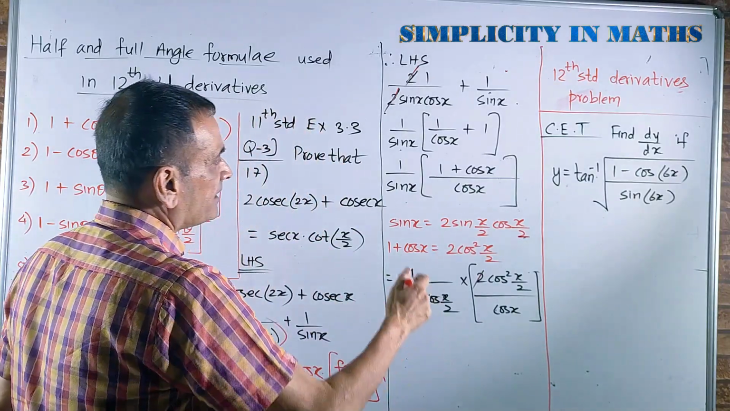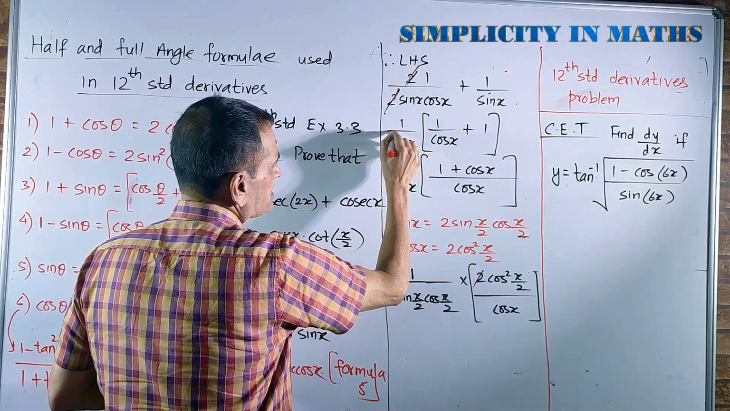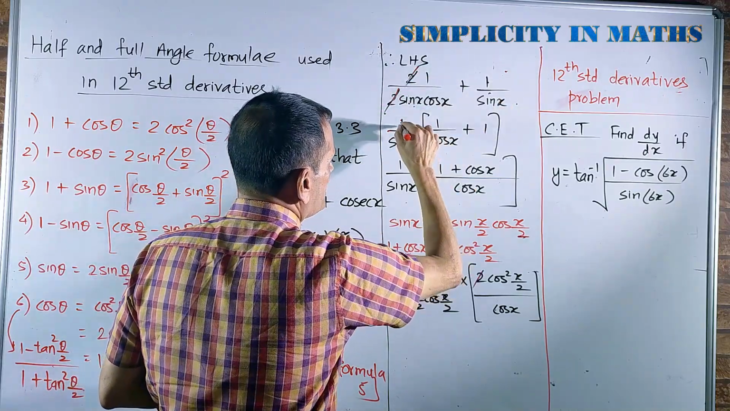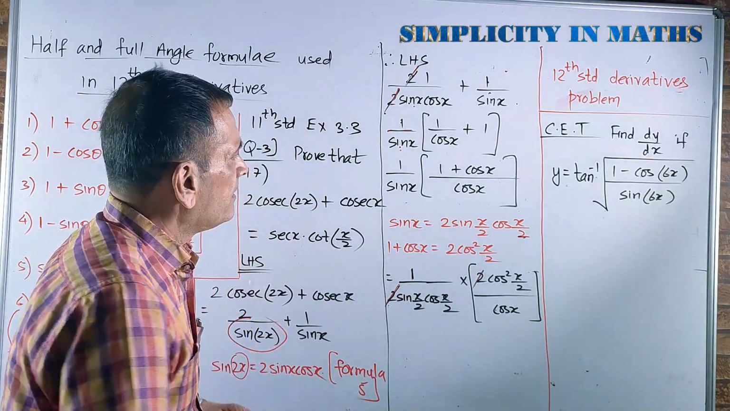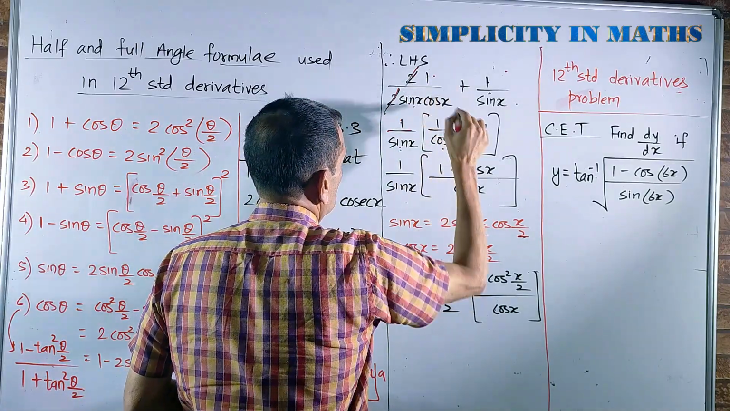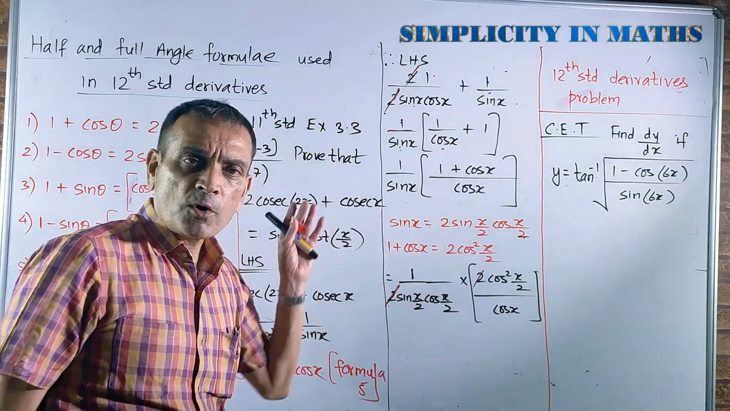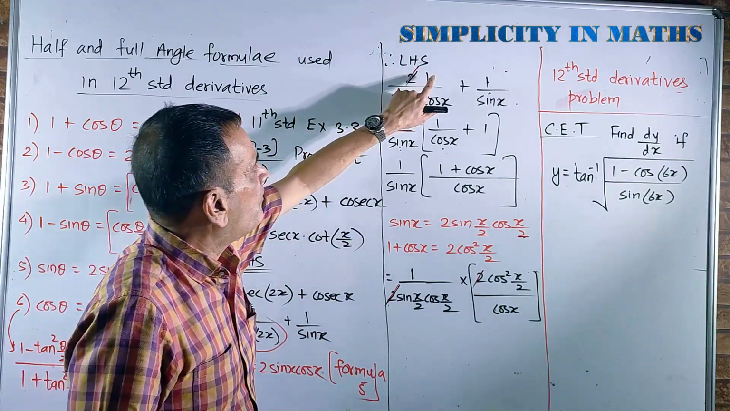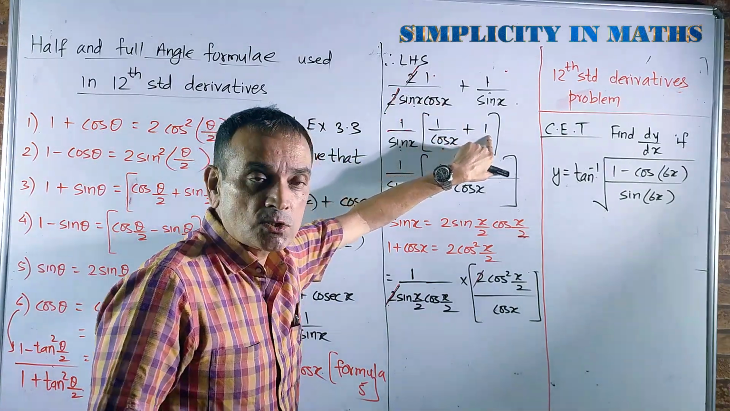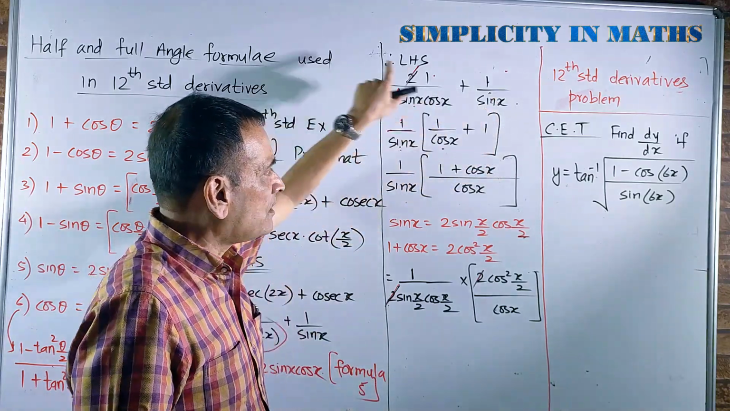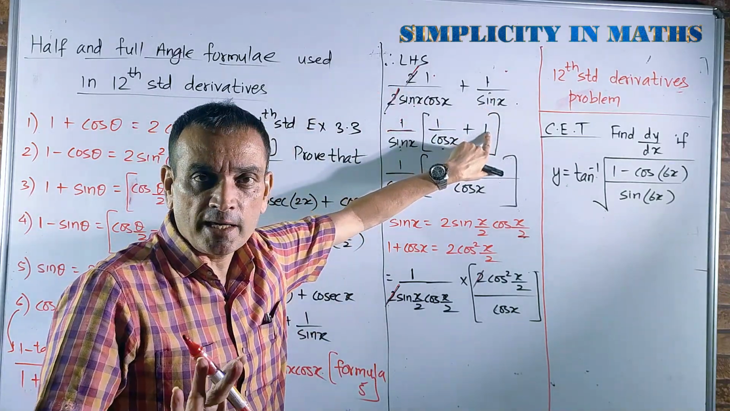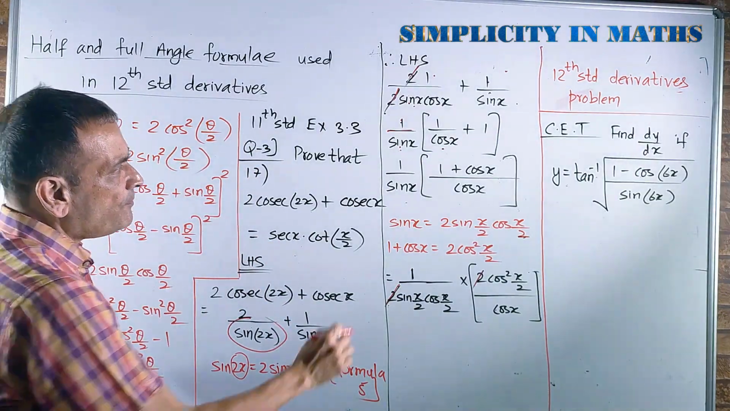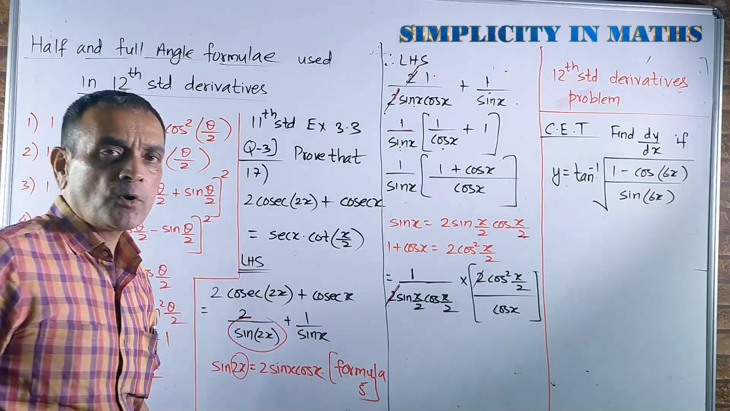तो अभी common क्या दिख रहा है? देखो 1 upon sin x is common. So 1 upon sin x common ले लो. यहाँ से अंदर क्या है? 1 upon cos x plus 1. 1 upon sin x has gone outside, बाहर चला गया वो. So what remains? 1 upon cos x plus 1. So when you take 1 upon sin x outside, 1 remains over here. 0 नहीं है, 1 remains. Okay. Have you followed this step? 1 upon sin x common.